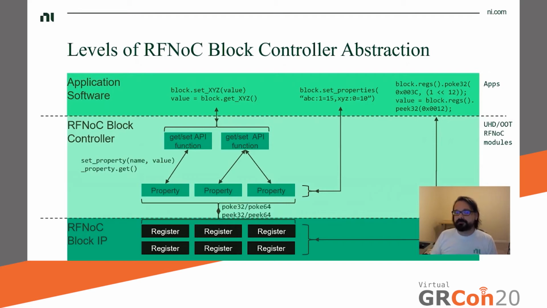Now, block controller software may also choose to implement API functions, generally set and get functions. These represent the highest levels of abstraction of the block's functionality to the user, and a call to set may interact with one or more properties to change the behavior of the hardware.